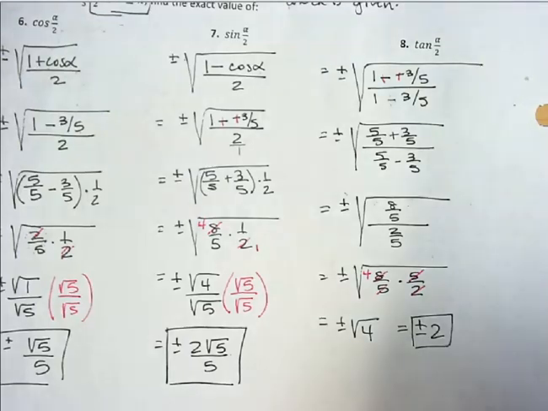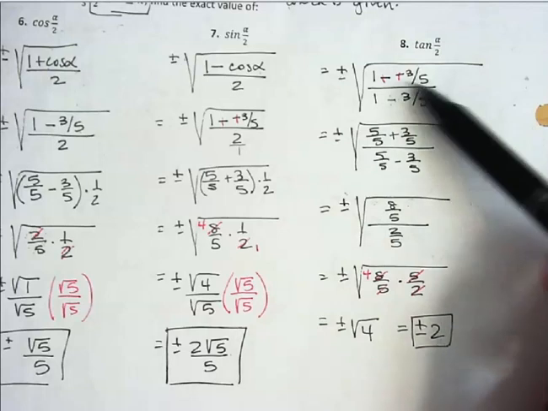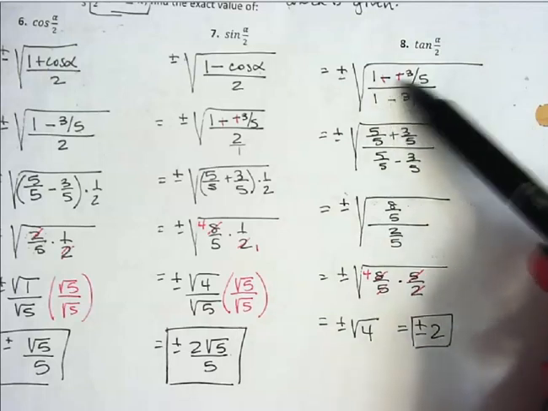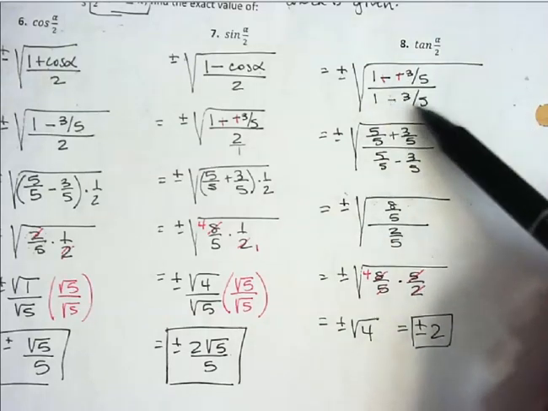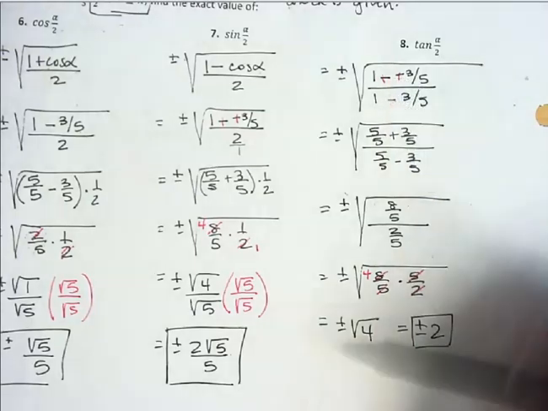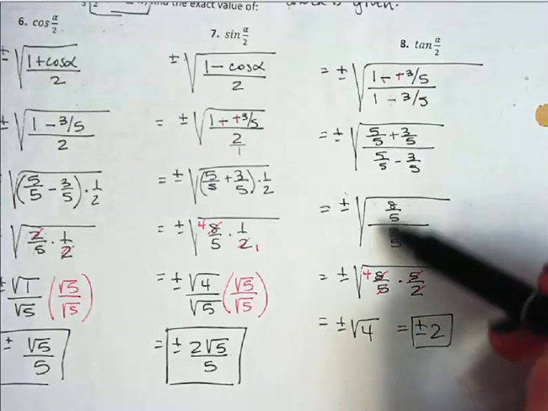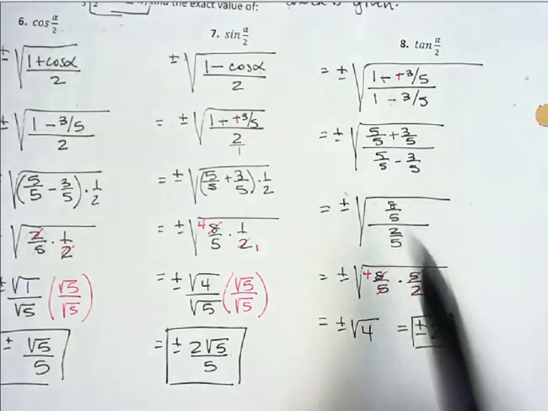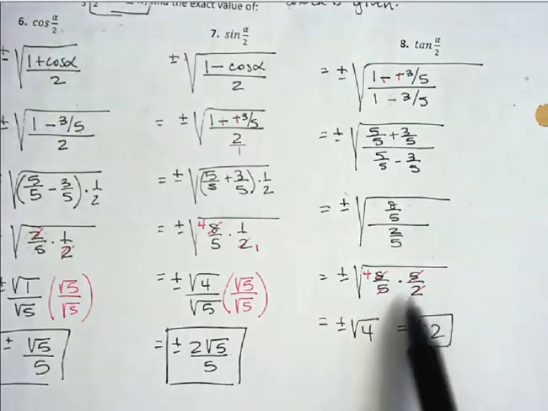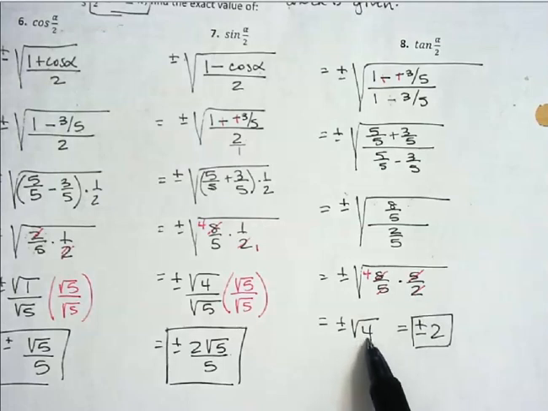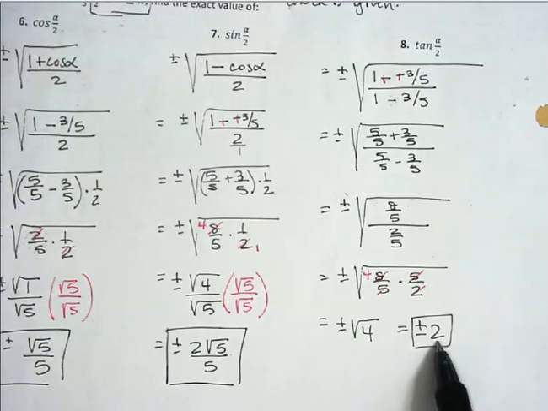And then on number 8, using our tangent formula, 1 minus negative 3/5 over 1 minus 3/5. So this becomes a plus on top and a minus on bottom. Common denominators, combining terms, keep, change, flip, simplifies to the square root of 4, which is 2. So in this problem, the radical goes away altogether.